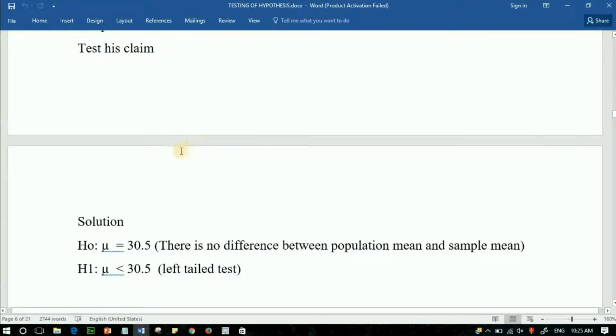So the null hypothesis, as we have already taken, is that there is no difference. Always take H naught such that mu is equal to 30.5. Then he wants to test H1 such that mu is less than the average of all agents, that is 30.5.